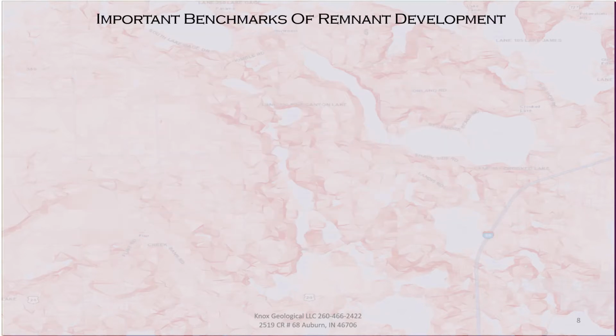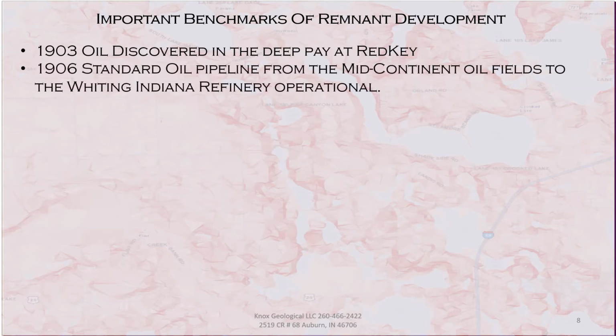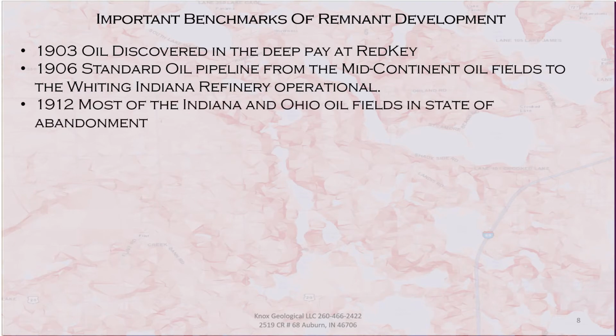So here are some important benchmarks of remnant development in the upper Midwest. In 1903, oil is discovered in the deep pay at Red Key. In 1906, the Standard Oil pipeline from the Mid-Continent oil fields to the Whiting, Indiana refinery is operational. This cut off purchasing of crude from the Lima, Indiana oil field. And by 1912, most of the Indiana and Ohio oil fields were in a state of abandonment, and this included the deep pay wells in the Red Key area.